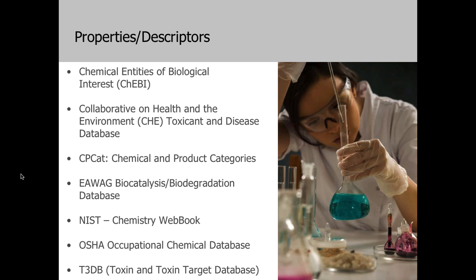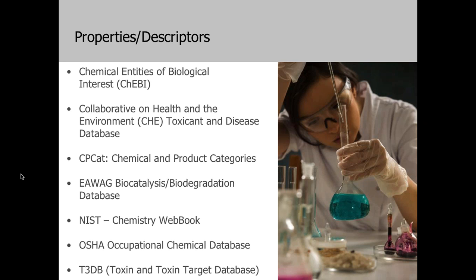The next database, the EAWAG biocatalysis biodegradation database, contains information on chemical compounds, its environmental information on biodegradation and microbial reactions. We also included the NIST chemistry webbook. This is primarily chemical and physical property data made available by NIST.